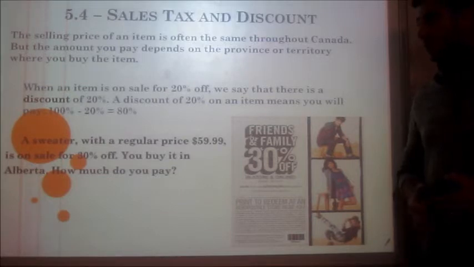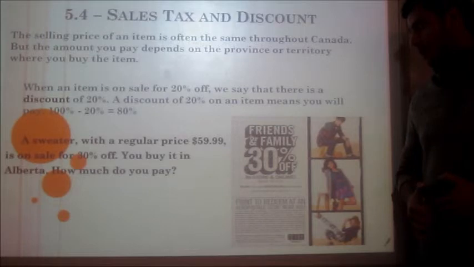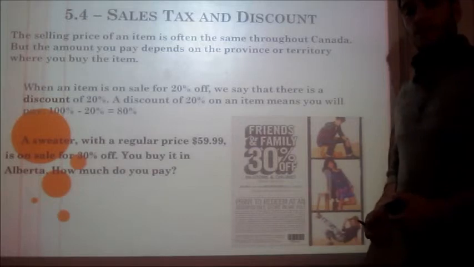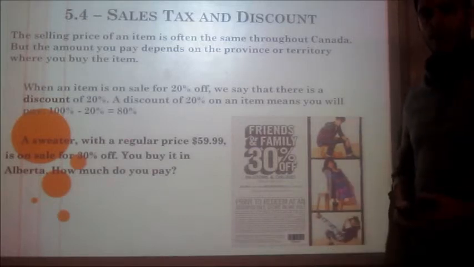When an item is on sale for 20% off, we say that there is a discount of 20%. A discount of 20% on an item means that you will pay 100% minus 20%, which is 80%. In other words, you're going to pay 80% of the original price when there's a discount of 20%.